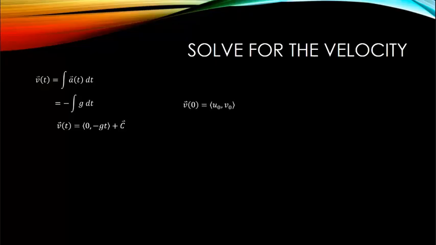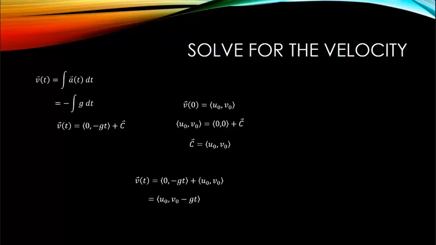Now I use the initial condition that the velocity vector at 0 is given by the components u0, v0, and I plug 0 in for t in my velocity equation in order to solve for the arbitrary constant c. I get the components u0, v0 equal to the 0 vector plus the vector c. I solve this for c, and I find that my vector c is equal to u0, v0. And my vector v of t is given by the components 0 and negative gt plus the vector u0, v0, and I add those components and I get v of t is equal to u0 and v0 minus gt.